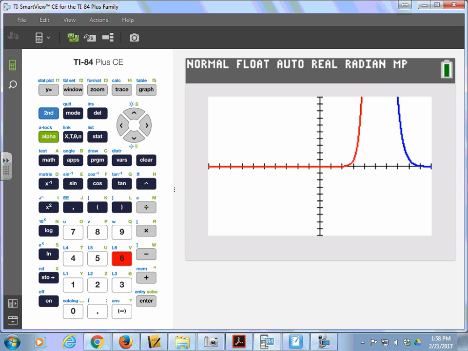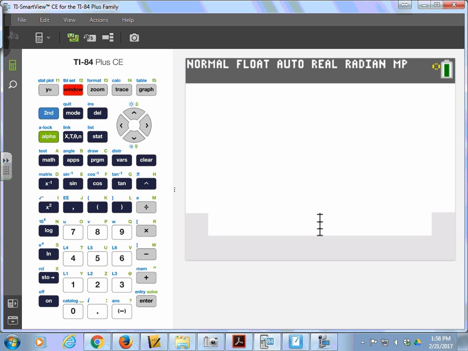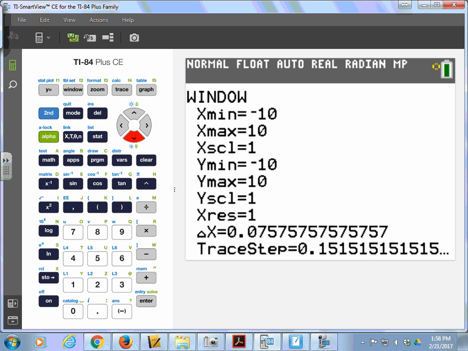The nice thing about our calculator is that we could find the answer right now, but I want to at least see it, so I need to do what with my window? I need to go up, which means we're changing what? Y max. So we'll try 100, see if that helps us.